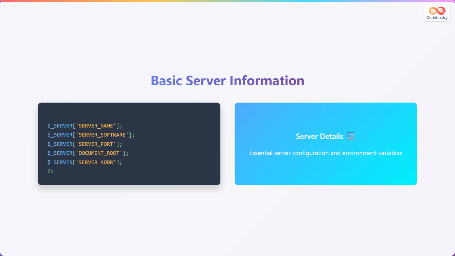DOCUMENT_ROOT specifies the server's document root directory. And finally, SERVER_ADDR provides the IP address of the server. These variables provide essential server configuration and environment details for your PHP applications.